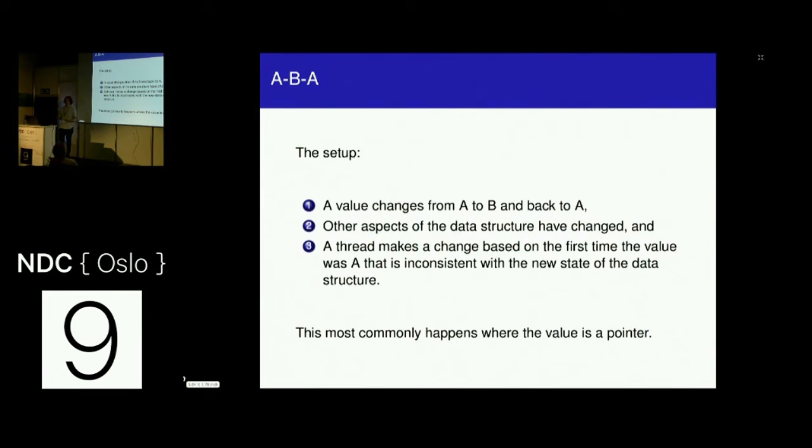And that's the general setup. We have value changes from A to B and back to A, but the global state means that A now is based on a wrong view of the global data structure, and so everything goes wrong.